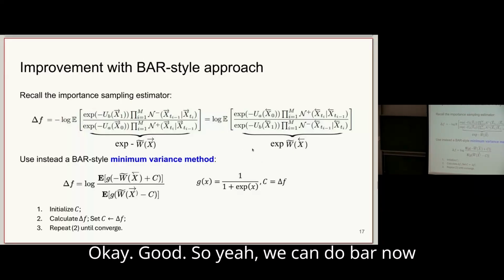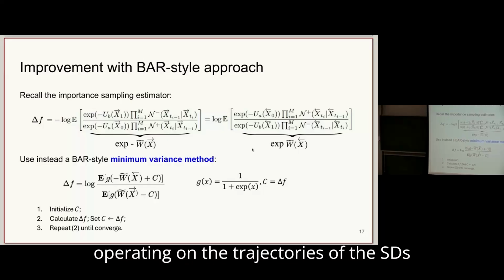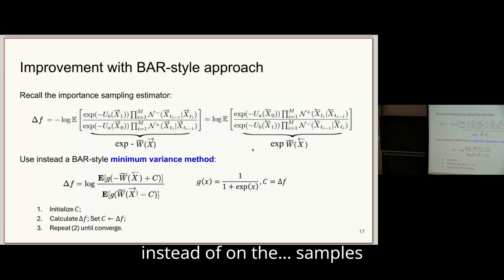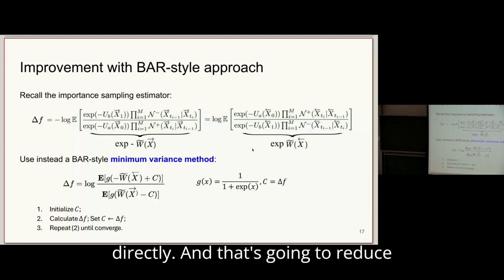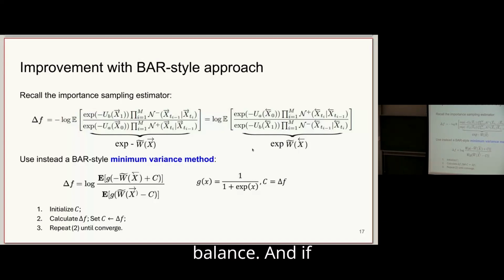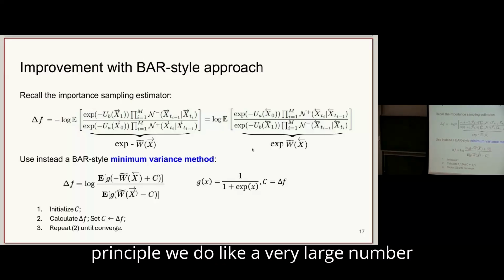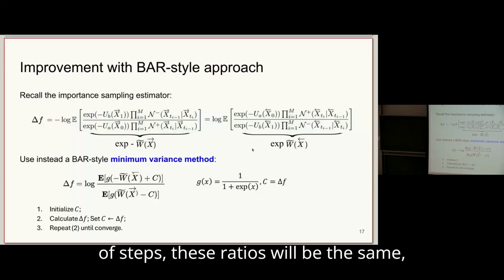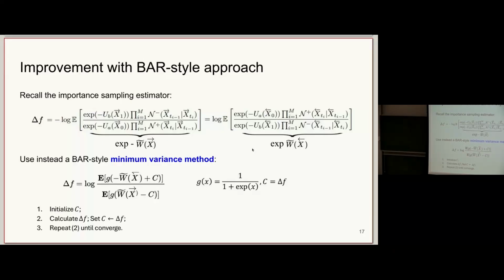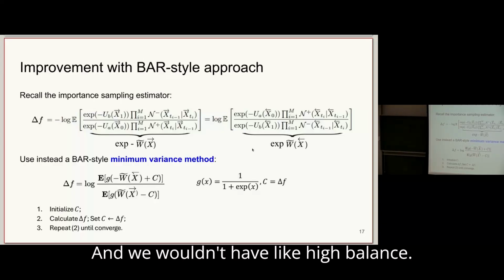Good, so yeah, we can do BAR now operating on the trajectories of the SDEs instead of on the samples directly. And that's going to reduce variance. And if we have these SDEs well trained, and in principle we do a very large number of steps, these ratios will be the same, okay? And we wouldn't have high variance.